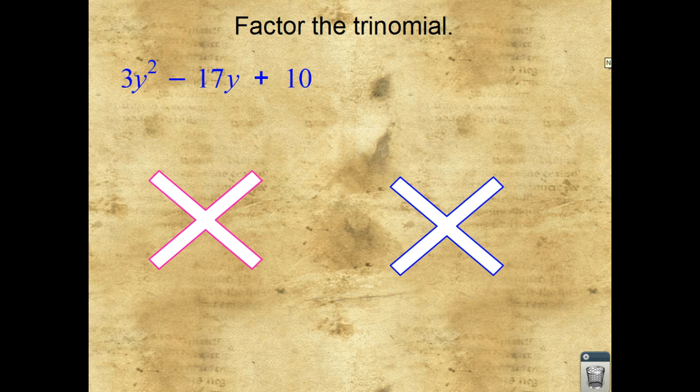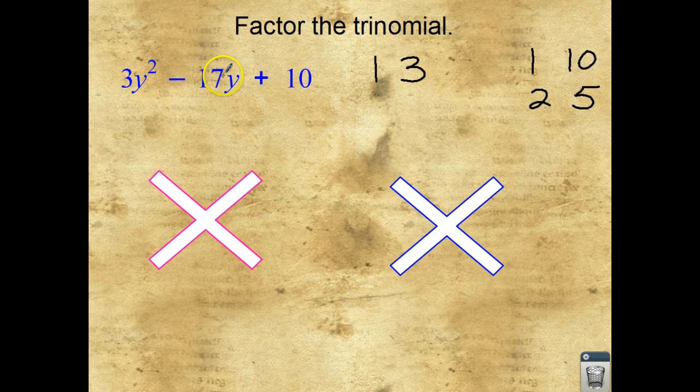All right, second example. We have an A term of a prime number 3 and a C term which is composite of 10. Same steps. Factors of 3 are 1 and 3. Factors of 10 are 1 and 10, 2 and 5. And it's kind of like a puzzle. I'm trying to put the puzzle pieces together here to try to get this 17.